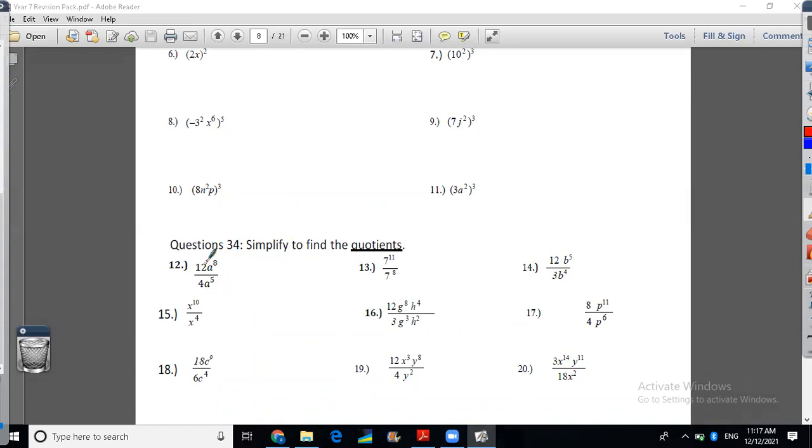We agreed I'm going to just divide the numbers first. 12 divided by 4 is only 3. a to the power of 8 divided by a to the power of 5. Well, mister, we subtract the powers in division if the bases are the same. So it's just 3a to the power of 3.